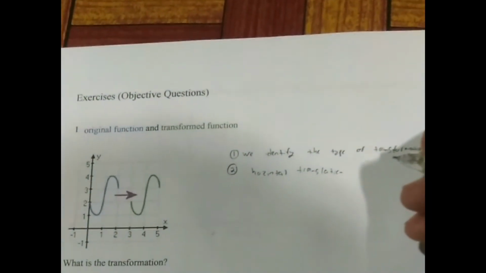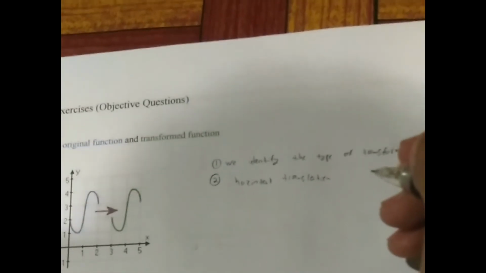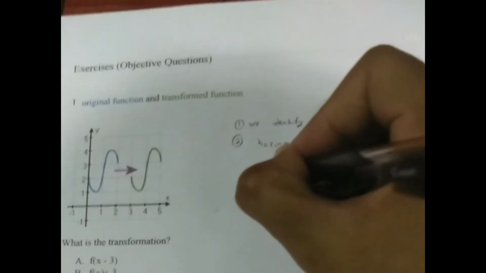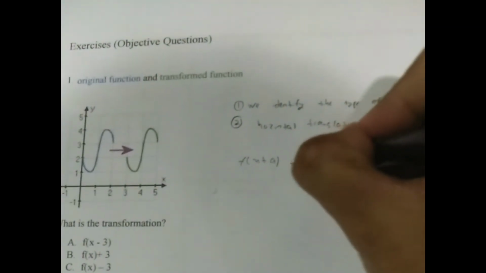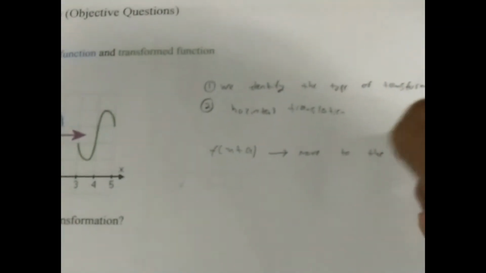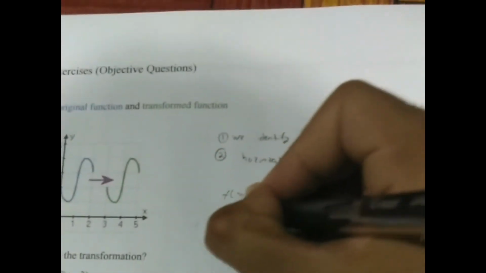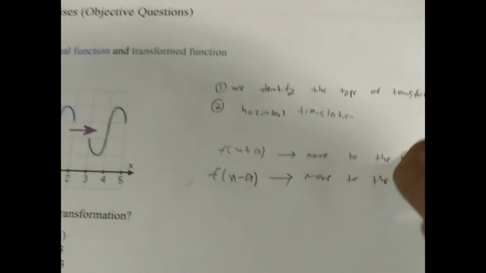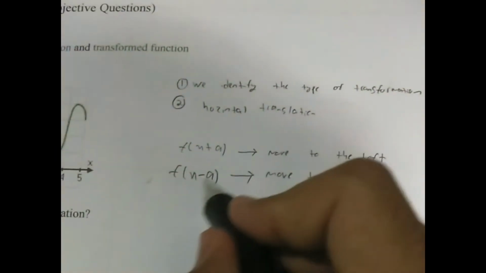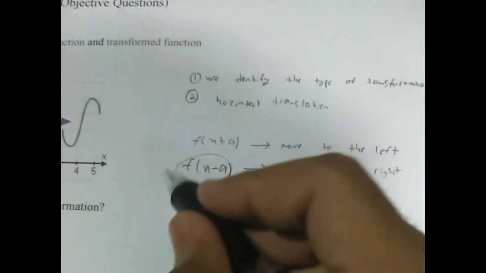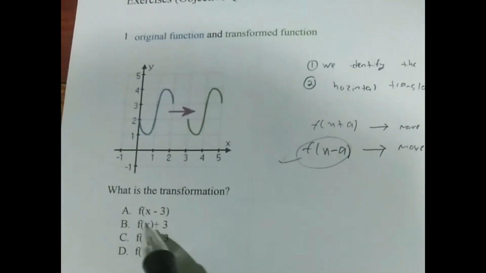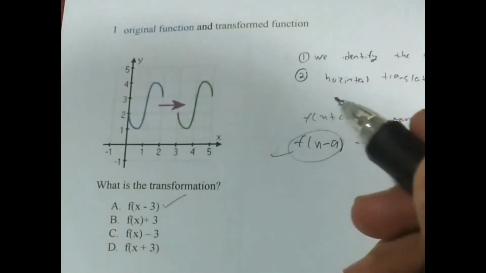Okay, as my friend explained in the previous video, for horizontal translation, the equation will be like this. So we will use this equation to solve this question. So at the answer, we can conclude that A is the answer.